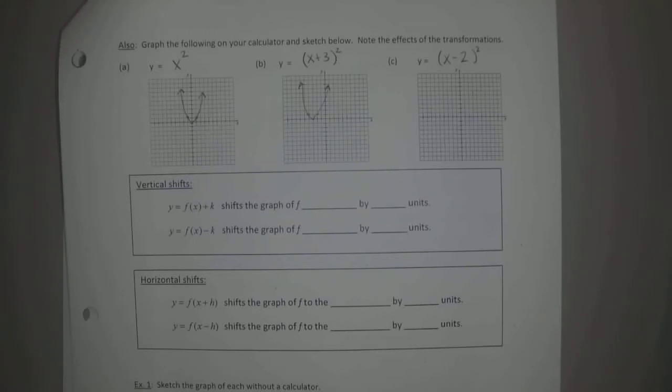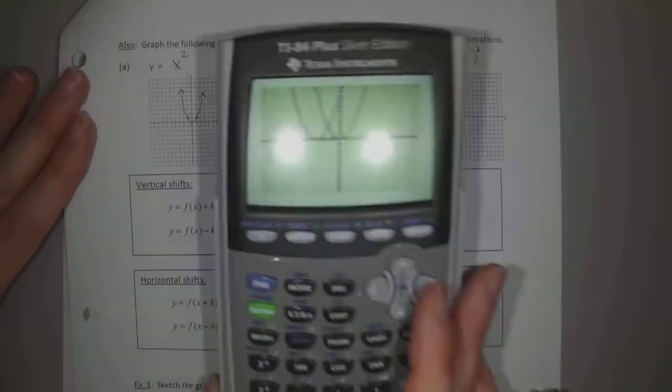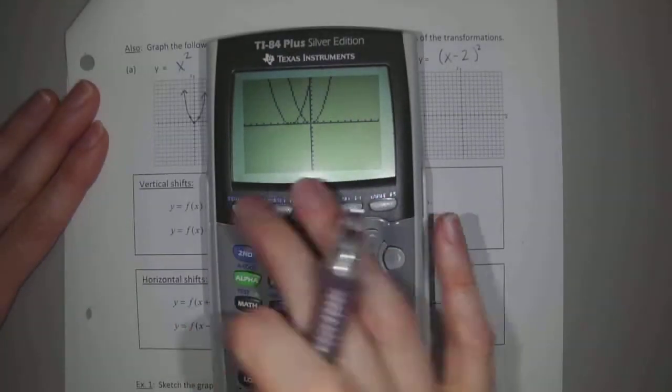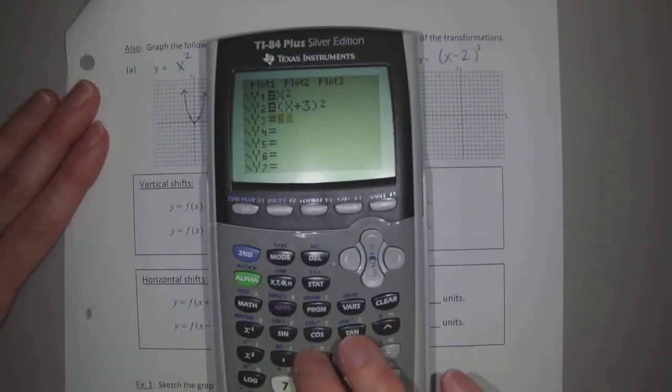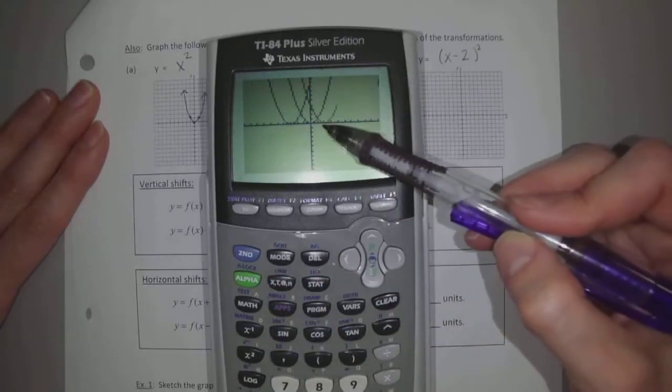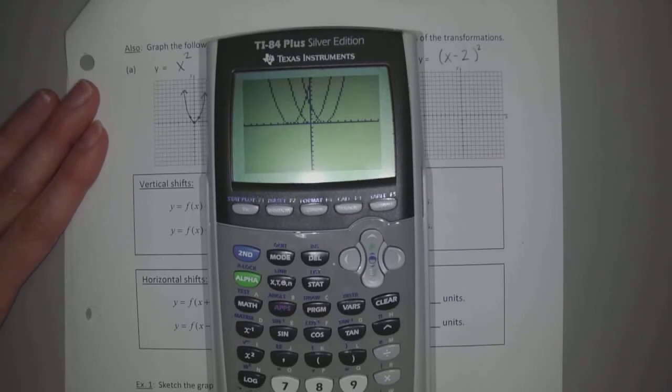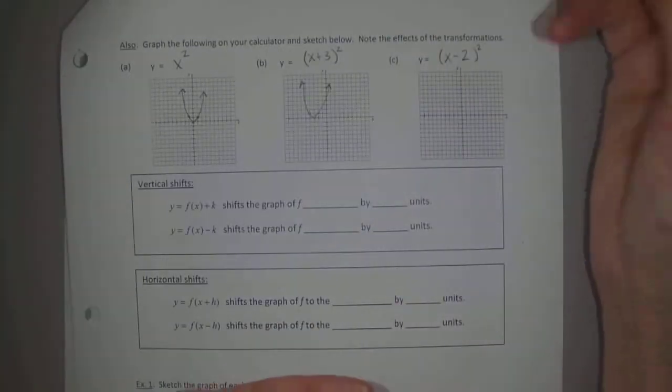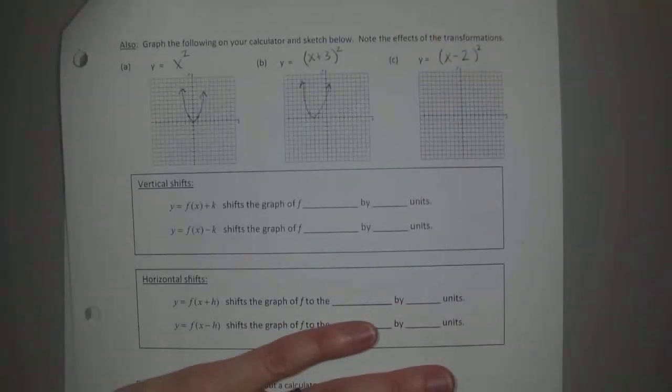Okay, and then the last one, I'm going to do quantity x minus 2 squared. And so you can probably guess, without even putting it in your calculator, what that's going to do to our original function. Shift it to the right. And again, it's the opposite of what I would think. I think minus 2, okay, I need to be moving to the left. Minus 2, you're actually moving to the right. And so I can just prove it real quick.